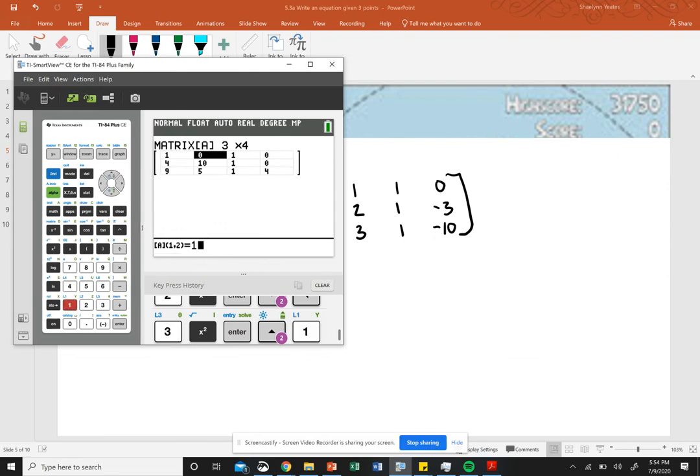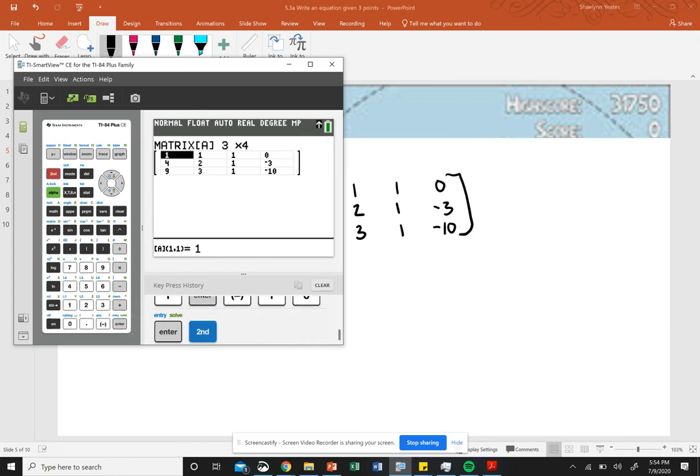So then this is 1, 1, 0. Then this was 4. And this is 2, 1, negative 3. Then this is, in fact, 9, not 5. Shoot. 9, 3. There we go. Then 1 and negative 10.